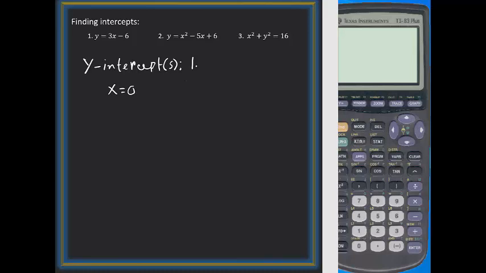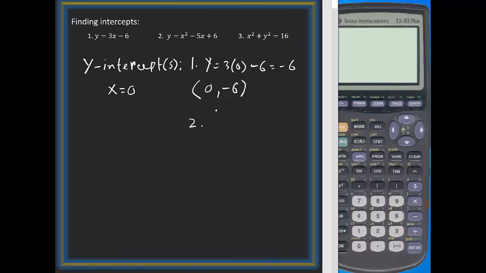So the first equation, y equals 3x minus 6. When you write x equals 0, we get y equals 3 times 0 minus 6, so we get y equals negative 6. If you write it as an ordered pair, your point will be (0, negative 6) for the first one.